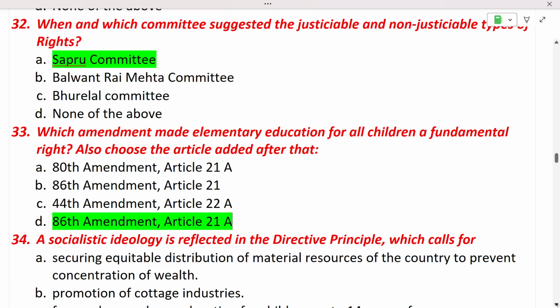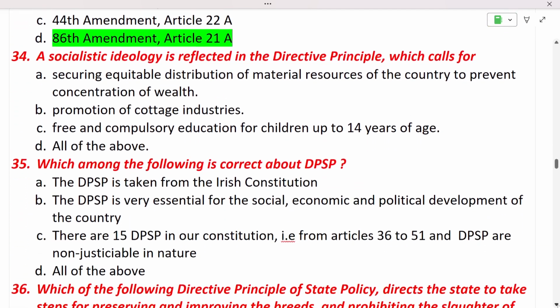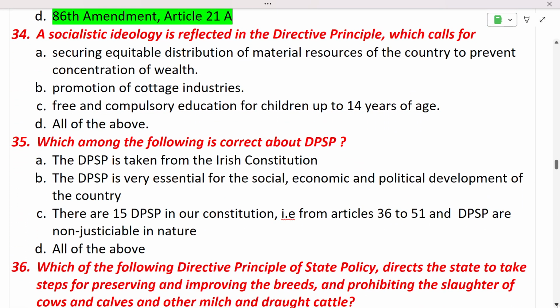Next. Question number 34. A socialist ideology is reflected in the directive principle which calls for: Option A, securing equitable distribution of material resources of the country to prevent concentration of wealth. Option B, promotion of cottage industries. Option C, free and compulsory education for children up to 14 years of age. Option D, all of the above. 34. The answer is A.